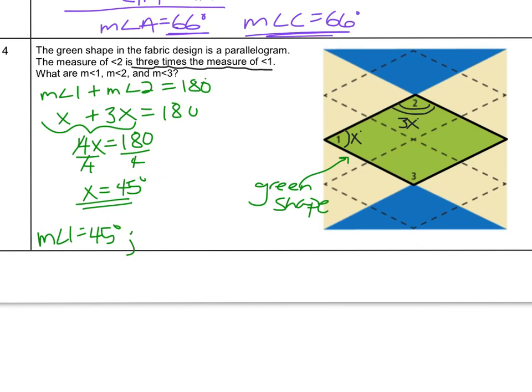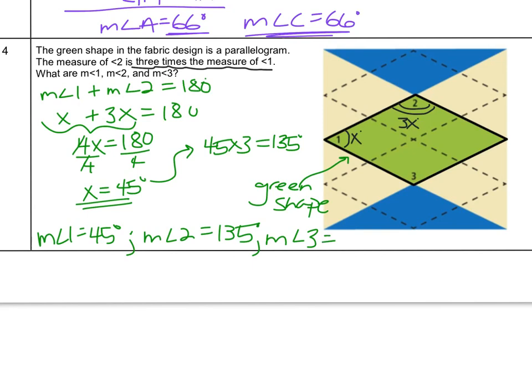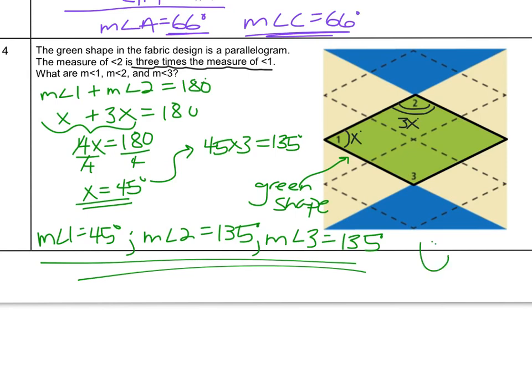And the measure of angle 2 is 3 times the measure of angle 1. So if I take 45 times 3, that's 135 degrees. That's the measure of angle 2 and the measure of angle 3, because they are opposite angles. And that's working with parallelograms. I'm going to have you take the quiz and then we'll finish our notes the next time we are in class.